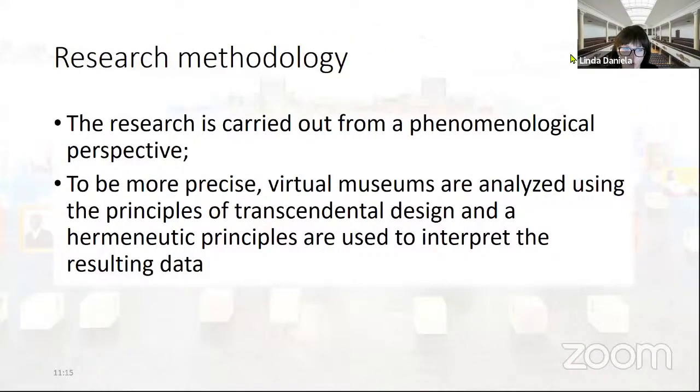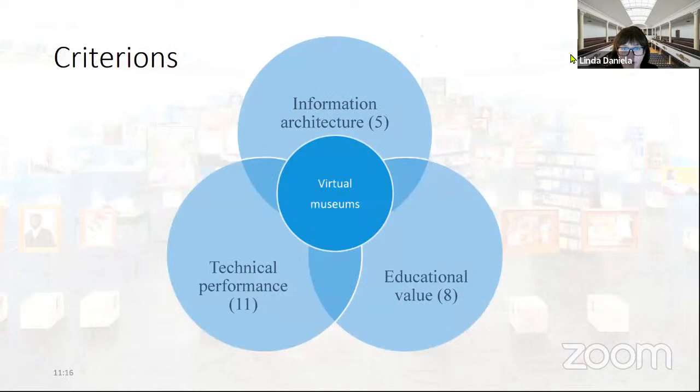And research methodology. Research is carried out from a phenomenological perspective, and to be more precise, virtual museums are analyzed using principles of transcendental design, and hermeneutic principles are used to interpret the resulting data. These were criterions for using. I had 5 criterions for information architecture.